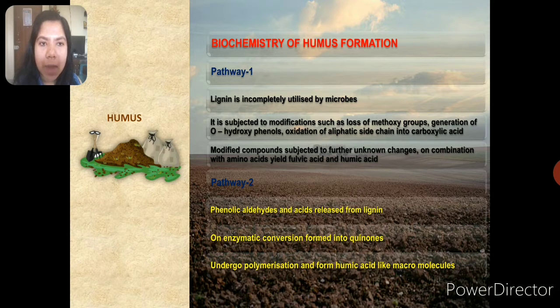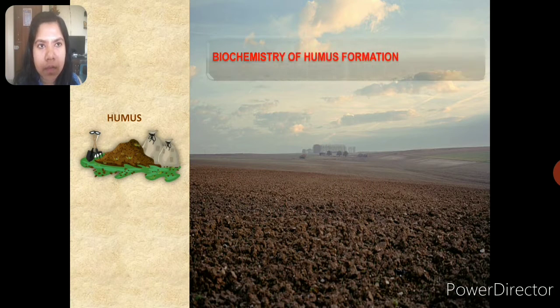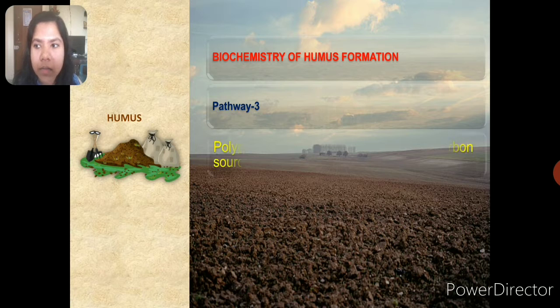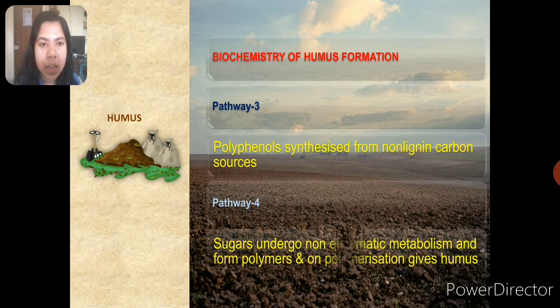In pathway 2, the phenolic aldehydes and acids are released from the lignin and, on enzymatic conversion, are formed into quinones, which undergo polymerization and form humic acid-like macromolecules. In pathway 3, the polyphenols are synthesized from non-lignin carbon sources. In pathway 4, sugars undergo non-enzymatic metabolism to form polymers, and on polymerization, it gives the humus.